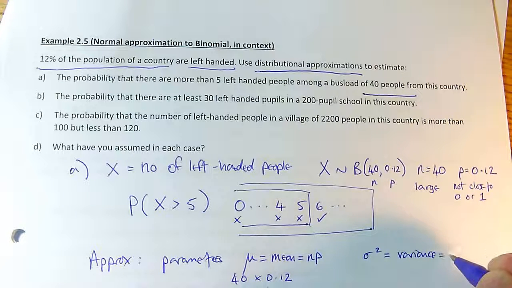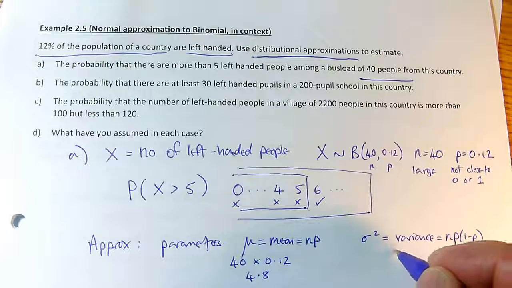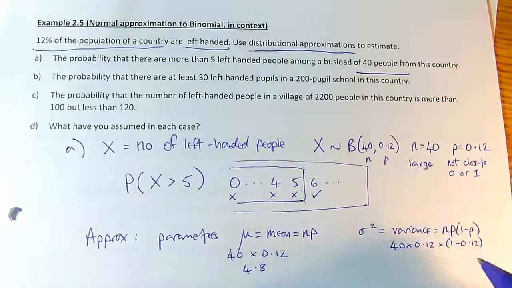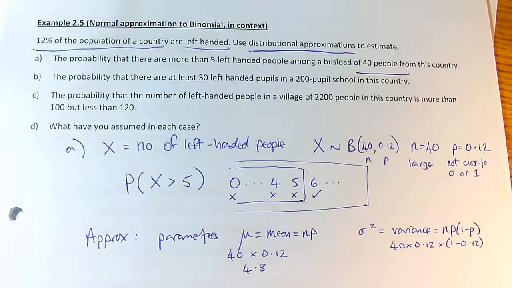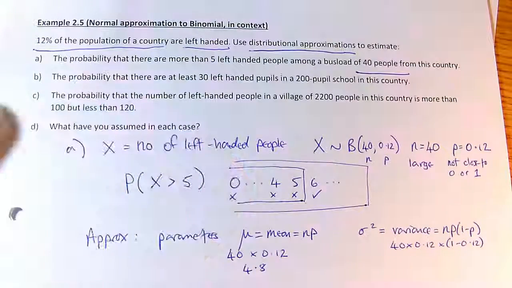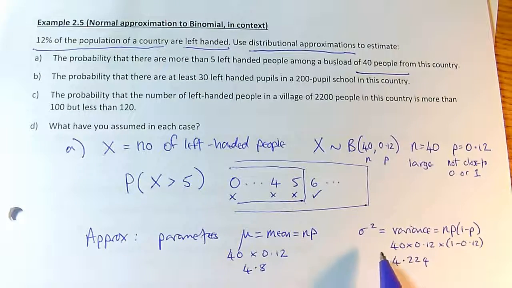And my sigma squared, formula for that, this is the variance. Formula for the variance of a binomial is np(1 minus p). That's page 11 of your formula book. So I've got to do 40 times 0.12 times 1 minus 0.12, which is 0.88. Okay, might need a calculator. Okay, so that gives me 4.224 is my variance.